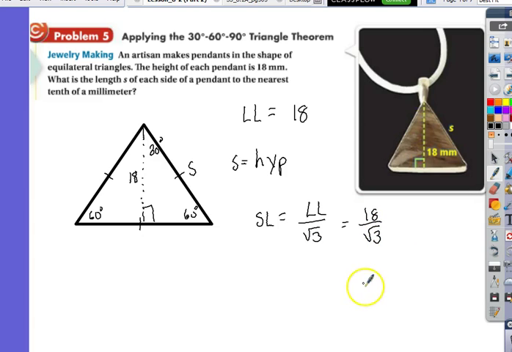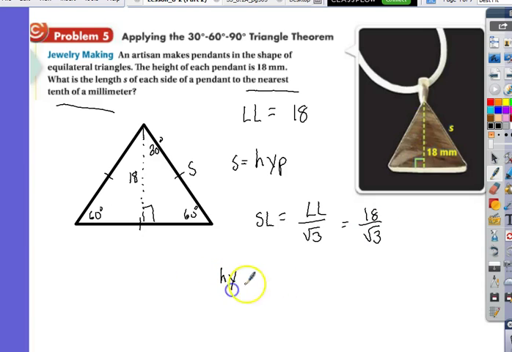Is that simplified? No. Do I care? No. Technically, right now, I don't care about simplified because what am I going to do at the end? Change it to millimeters. I'm going to round it to the nearest tenth. So I'm just going to put it all in the calculator at the end anyway. So I don't think I'm going to waste a lot of time trying to simplify. You could simplify if you wanted to. If you simplify it to 6 root 3, maybe that's easier to work with. All right. So I'm going to leave it like this.